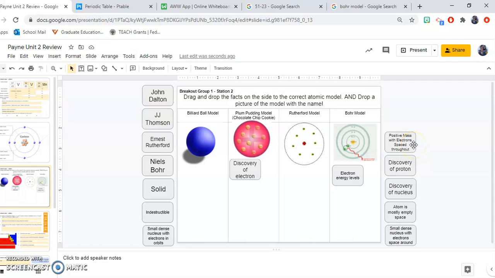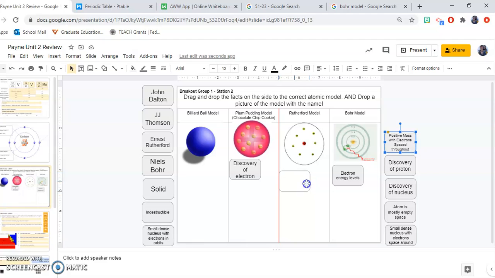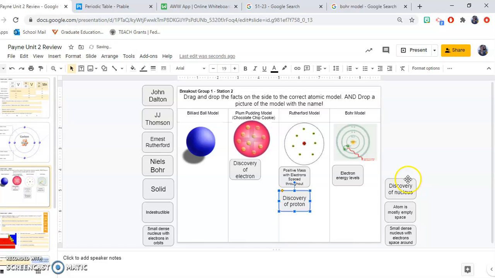As for the positive mass with electron space throughout, we found that to be Rutherford. Rutherford actually discovered the positive proton in the center, the nucleus in the center. And like I said, discovery of the proton, right? We'll throw that right here with the Rutherford model. Discovery of the nucleus, again, goes to Rutherford. The atom is mostly empty space, right? We're going to give that one to Rutherford.